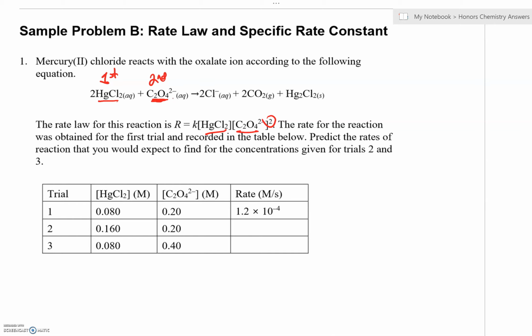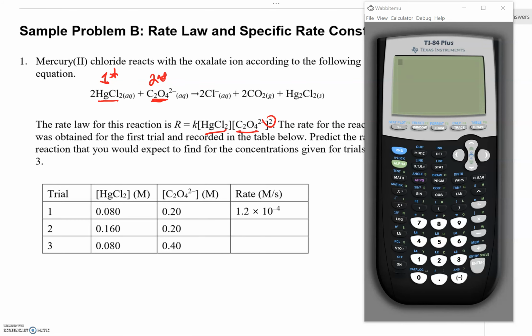So here's what this is asking. It says the rate for the reactions was obtained for the first trial and recorded in the table below. Predict the rate of reaction that you would expect to find for the concentrations given in trials 2 and 3. Now, I'm going to show you 2 ways of doing this. I'm going to show you the fast way, and then I'm going to show you the long, slow, and complicated way. But the long, slow, and complicated way is going to be instrumental in why we do this. All right? So, make sure you have your calculator ready. I have mine. Here we go.